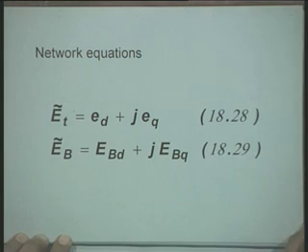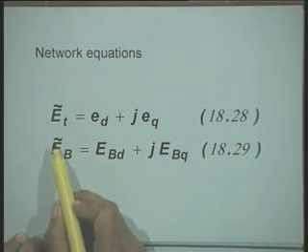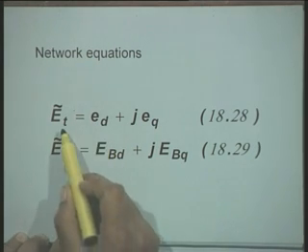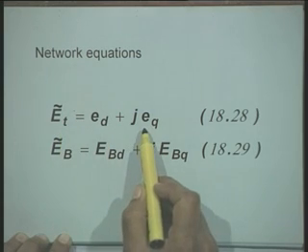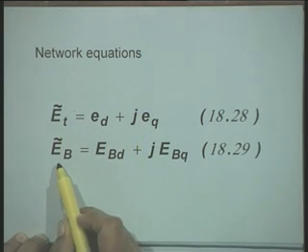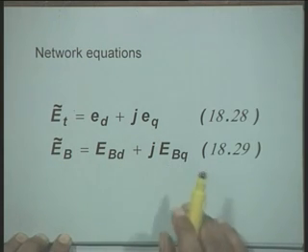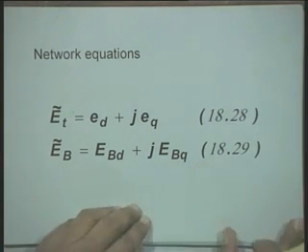And when you express this terminal voltage and infinite bus voltage as phasors, we can write down terminal voltage as E d plus j times E q and infinite bus voltage as E b d plus j times E b q. This is very straightforward, nothing to be explained.